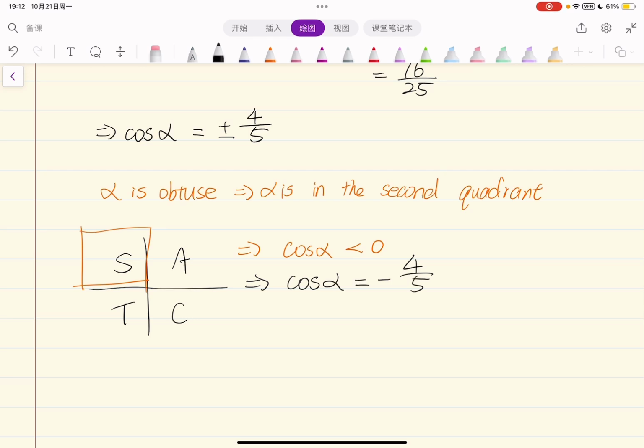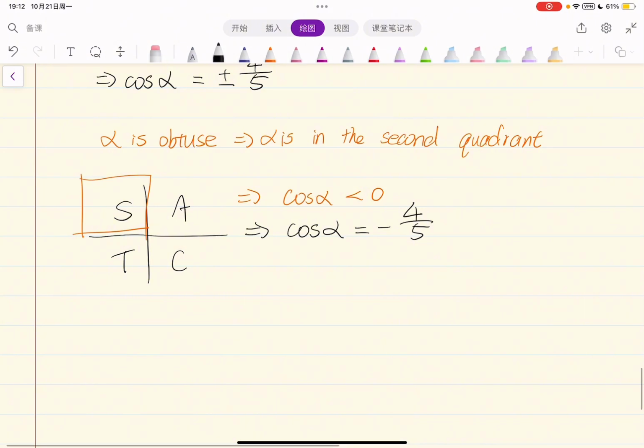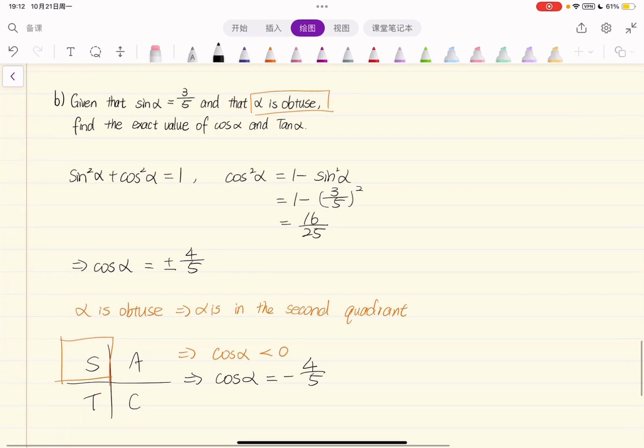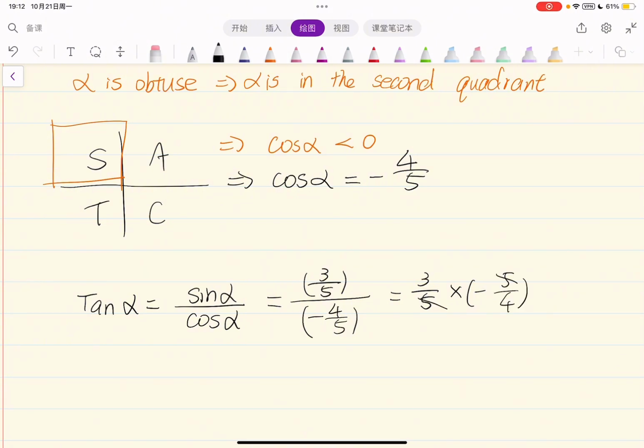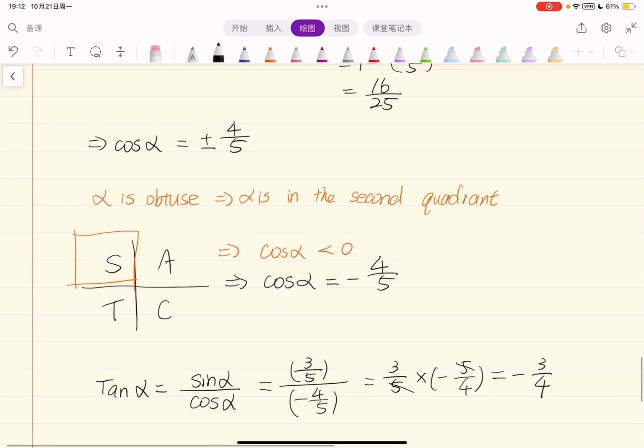We know the value of sine alpha and cosine alpha, so we can find the value of the tangent. Tangent alpha equals sine alpha over cosine alpha. That equals 3 over 5 over minus 4 over 5. That equals 3 over 5 times negative 5 over 4. So we have negative 3 over 4. So we've done this question.